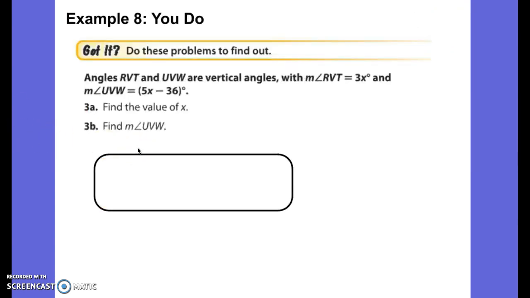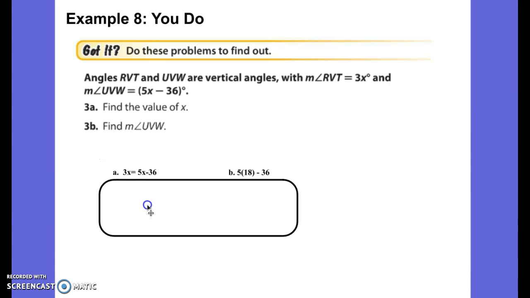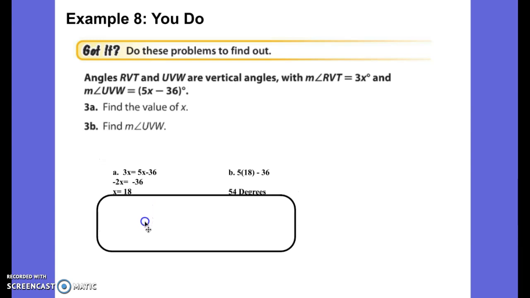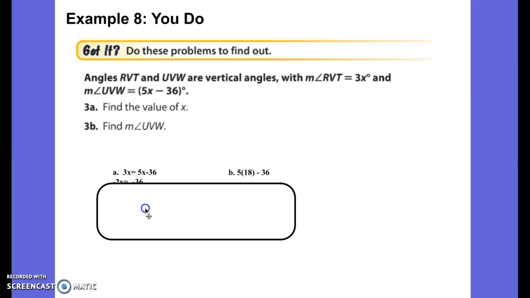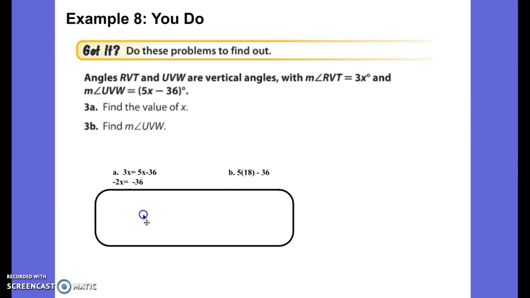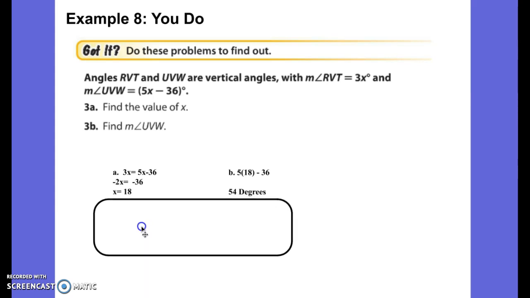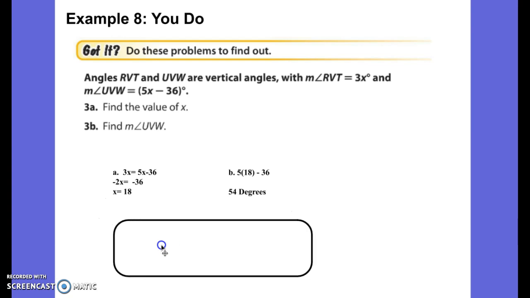Pause the video and then you need to do this one. For this one, you should have gotten 3x = 5x - 36 for your equation. And then you should have gotten -2x = -36, so x equals 18 for A. Then for B, you had to substitute back in: 5 times 18 minus 36 is 54 degrees.